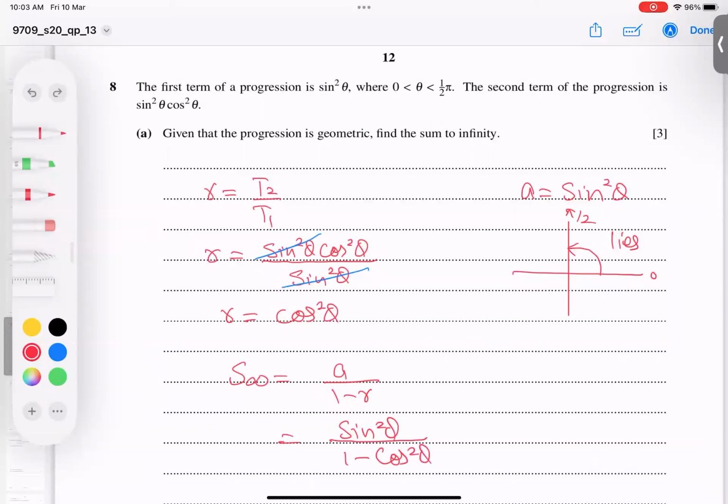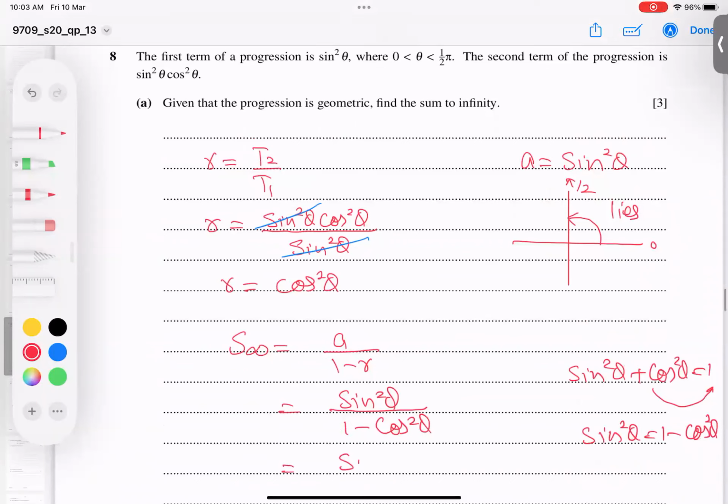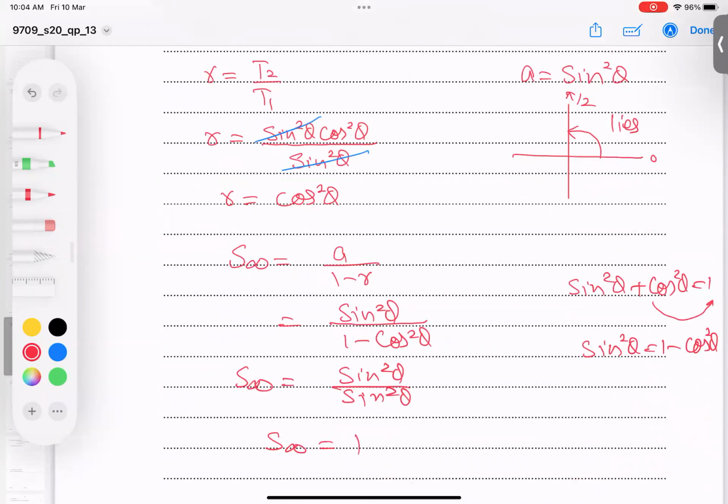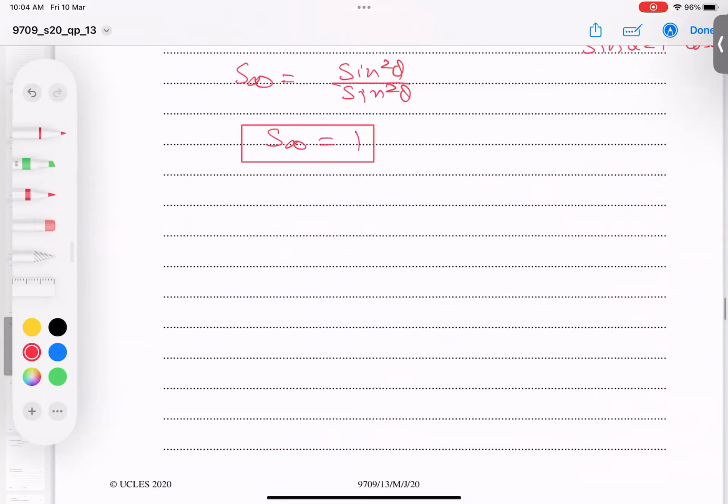And all of you know that sine square plus cos square is equal to 1, a basic formula of trigonometry. So if I bring cos to the other side, sine square is equal to 1 minus cos square theta. This is the same. So I will replace sine square in the place of this, and the sum to infinity becomes 1. That's it. The first part is done.